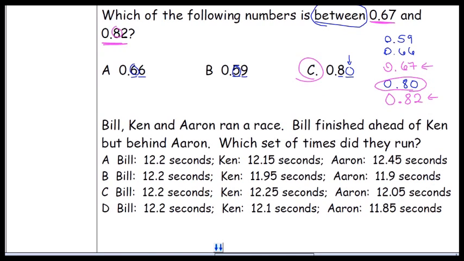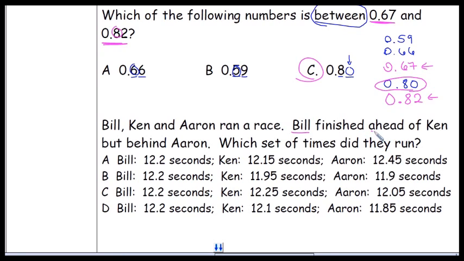Okay, and I'm going to let you do the last one by yourself. It says Bill, Ken, and Aaron ran a race. Bill finished ahead of Ken but behind Aaron. Which set of times did they run? Okay, so you have to kind of think through this so you can get it right. And we're going to go through this problem in class when you get there. It's going to be on the board and you can see if you got the right answer, okay? So make sure you do this one real quick, but be very, very careful.